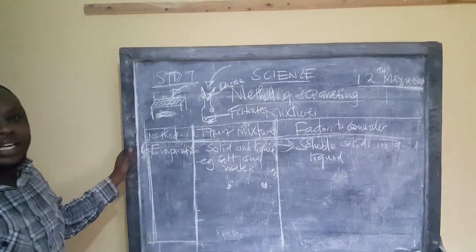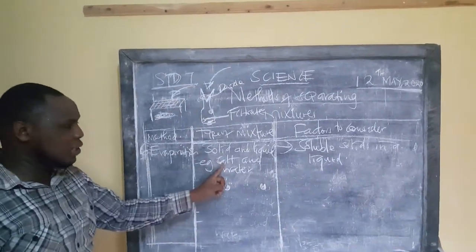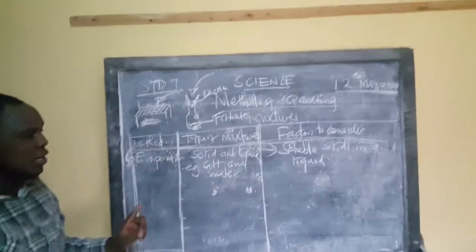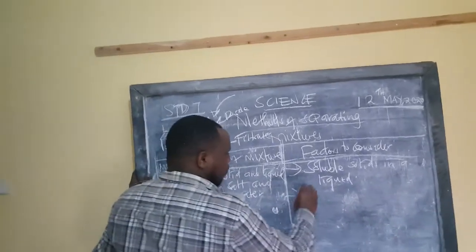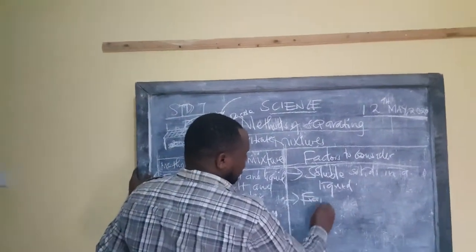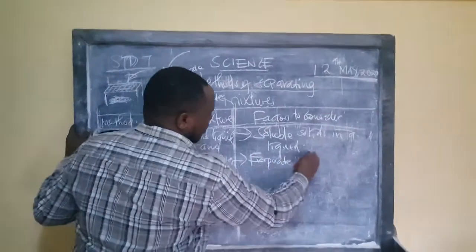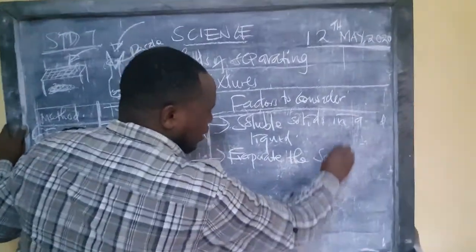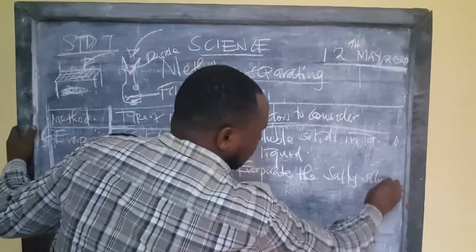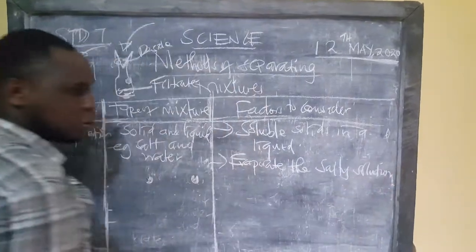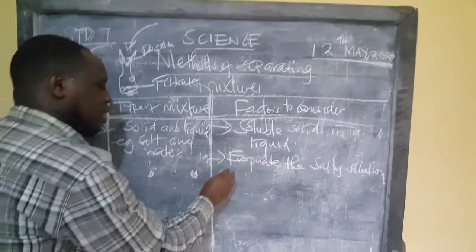Soluble solids in a liquid. The solid is salt, it is soluble in water. So what will happen? Evaporate the salt water, the salty solution. Remember, it is a solution, the salt solution.